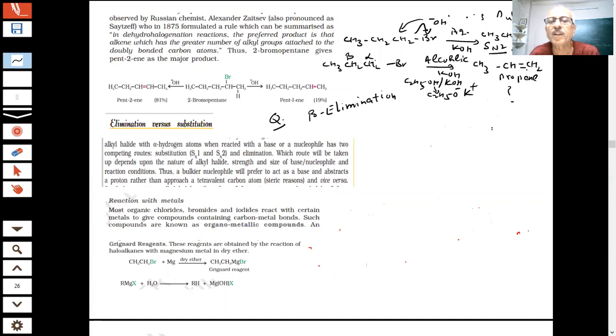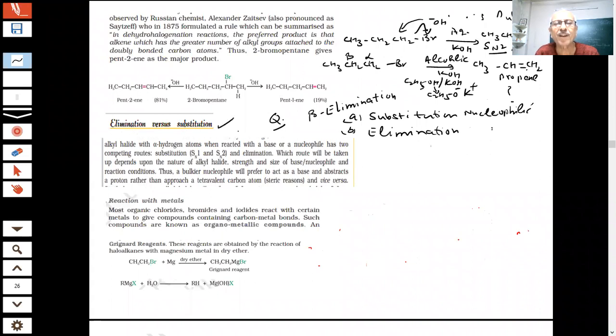So there are two possibilities. One is substitution, the other is elimination. One is substitution, which I have shown here, nucleophilic substitution. And the second is elimination. Now the question is which will happen and why? That is the question. Here I have written elimination versus substitution. Which is going to take place, students, is a very important point. If I use aqueous KOH, nucleophilic substitution. If I use alcoholic KOH, elimination. Now we have to explain it.